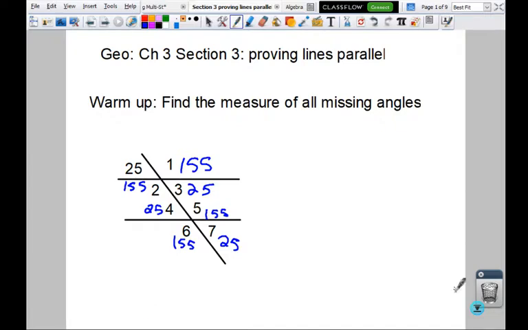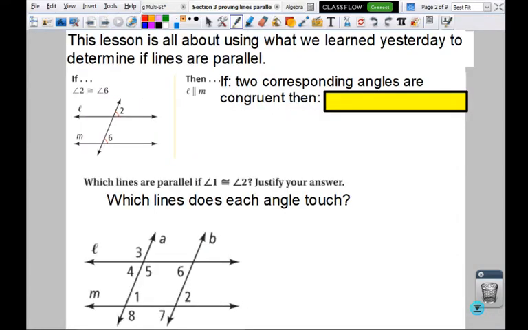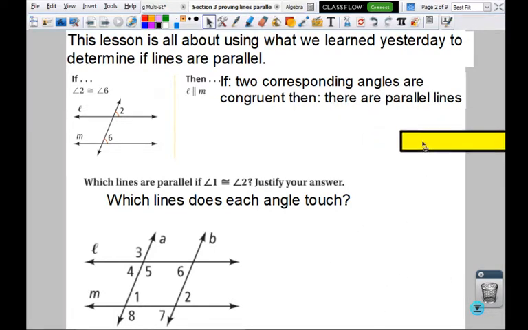So, we're going to go over a little bit of notes, and then we'll do some in class, and it shouldn't be too bad. If I have two corresponding angles, if I know that angle 2 and angle 6 are corresponding, and I know that they are congruent, then I have parallel lines somewhere.